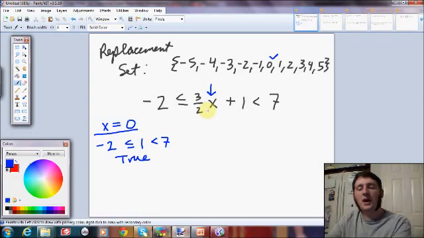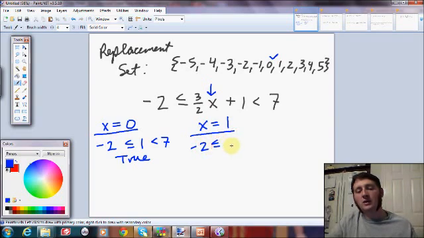Alright, let's try 1, positive 1. 3 halves times 1 is 3 halves. If you don't like fractions very much, you might remember that 3 halves is 1.5. And 1.5 plus 1 is 2.5. So if x happens to be 1, you get -2 is less than or equal to 2.5, which is less than 7. And that's also true.